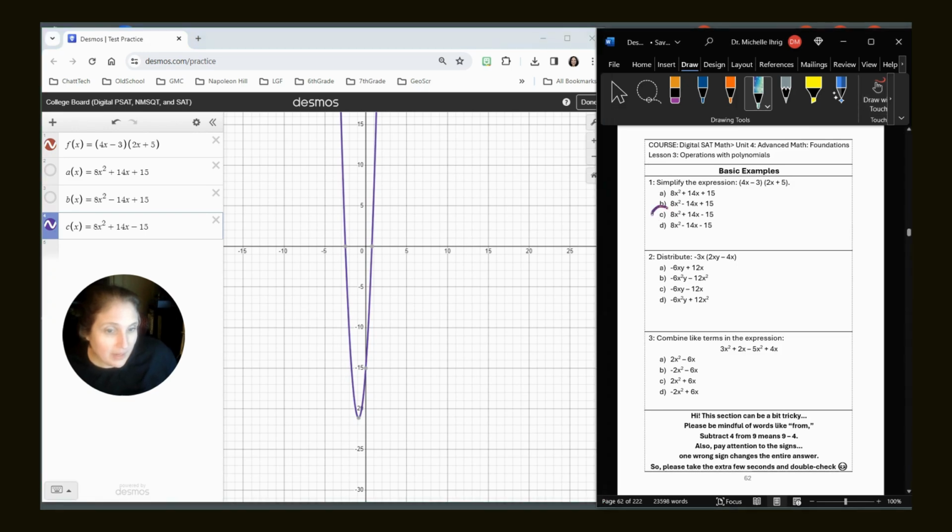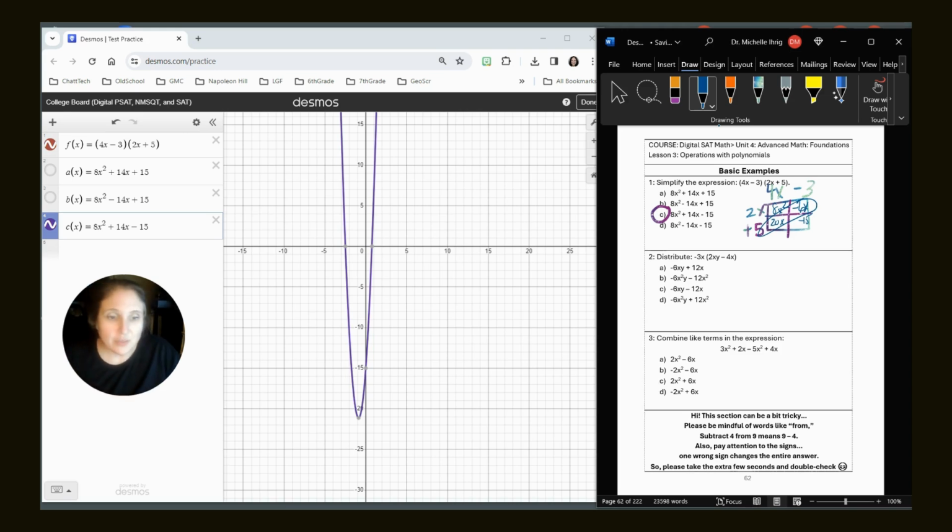Now, if I were doing FOIL, I actually prefer teaching kids the box method. So this would be 4x minus 3, 2x plus 5, and then inside you would have 4 times 2 is 8x squared, 2 times negative 3 is negative 6x, 5 times 4 is 20x, negative 15, and because we have the positive 20x and the negative 6x, that's why we have the positive 14x inside.